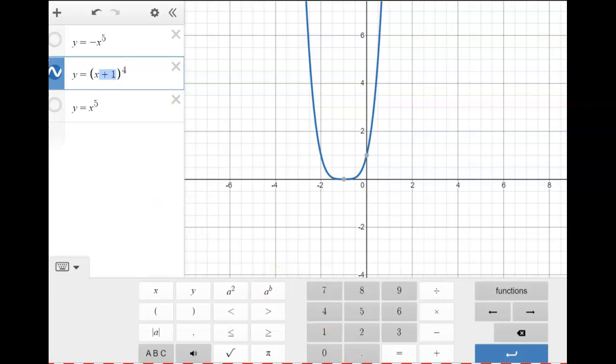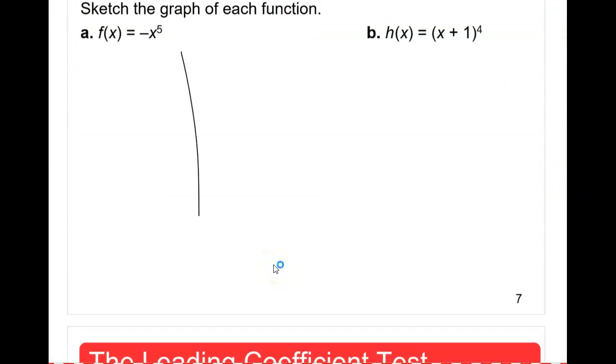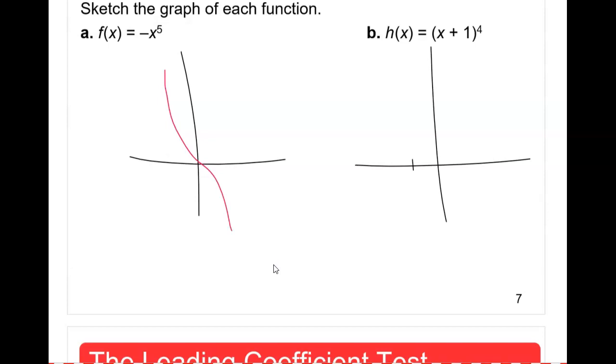Okay, so let's just trace some here quickly. And we're just going to do a very rough sketch. So that one looked like that. And then the other one was here at -1. And then it touched the x-axis there. It looked a little flat here, not like a vertex of a parabola. Okay, but we see the same, even degree, odd degree. So we see opposite behavior for odd degree and same behavior for even degree.